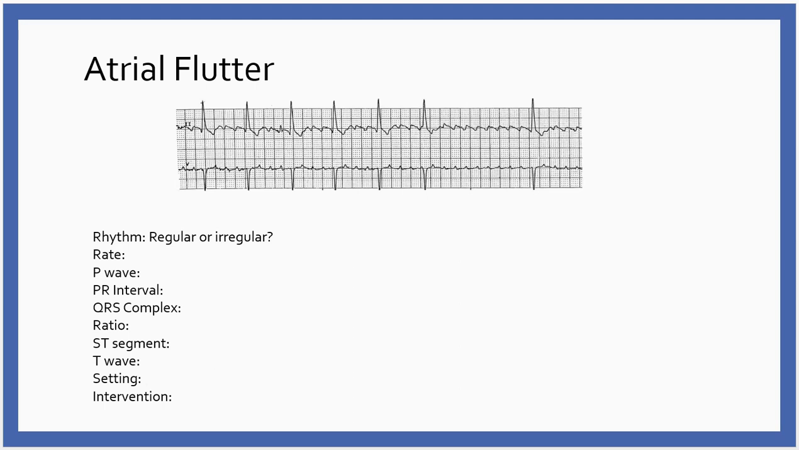Now, when you look at the rhythm, regular versus irregular, you'll notice that the first part of the strip is darn regular. But then you see a long pause and a lot of flutter waves. So when I look at this strip, it's actually irregular. You can't ignore the fact that we do have this longer stretch that makes it irregular.